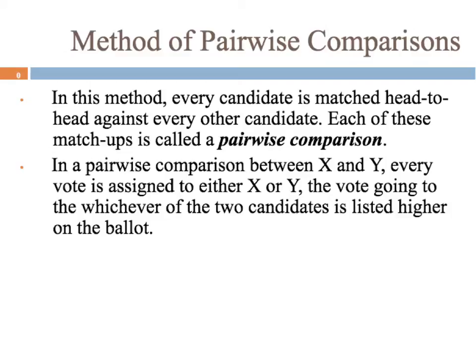In this method, every candidate is matched head-to-head against every other candidate. So it's kind of like finding a Condorcet candidate when we were doing the plurality stuff. Each of these matchups is called a pairwise comparison. In a pairwise comparison between X and Y, so one candidate and another, every vote is assigned to either X or Y, the vote going to whichever of the two candidates is listed higher on the ballot. So we're looking at the columns, who is listed above the other.